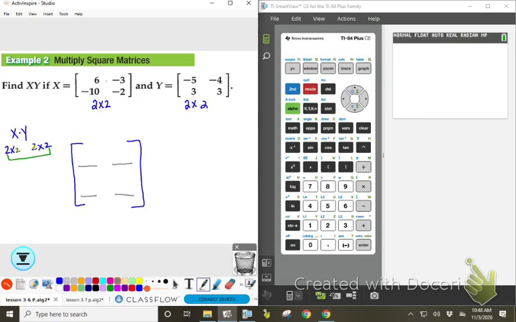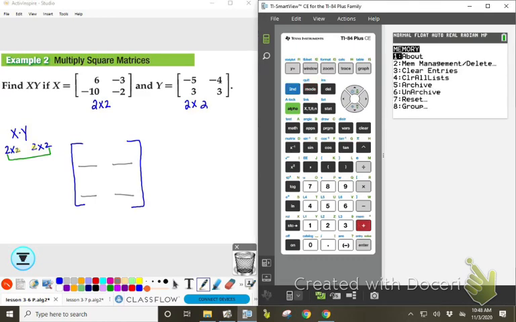And it's not as simple as taking 6 times -5. It is not that simple. With multiplication, it's totally different. And again, I could show you how to do it by hand, but we have the calculator, so we're just going to use the calculator. So clear the memory on your calculator.